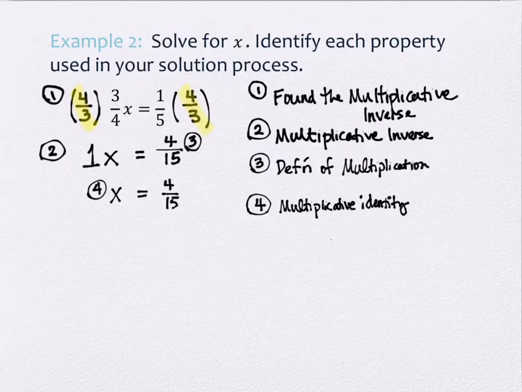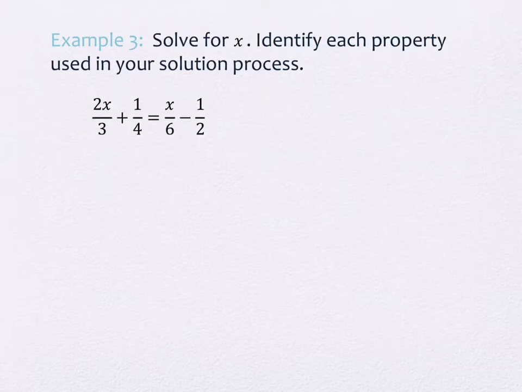All right, we're going to do another one. Got a little bit more going on in that one, this one rather than the previous one. Solve for x. Identify each property used in your solution process. So there's more going on here on this one because I got 2 fractions on each side, right? Kind of messy. And there's more than one way to solve the problem too.